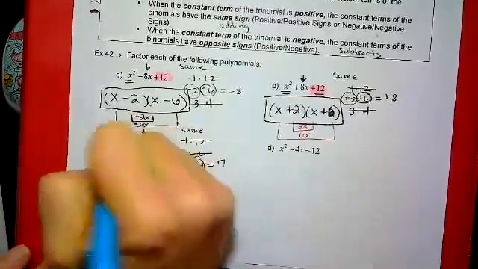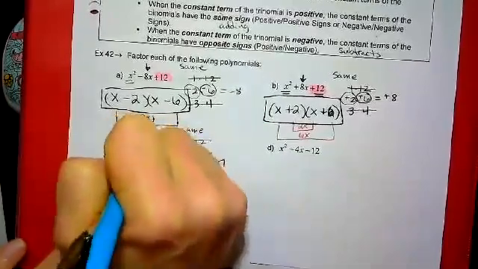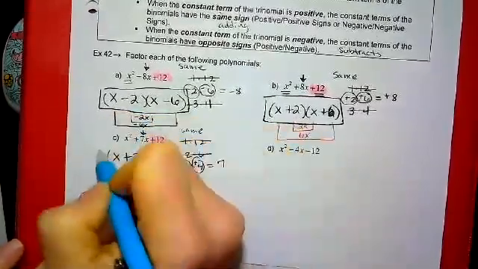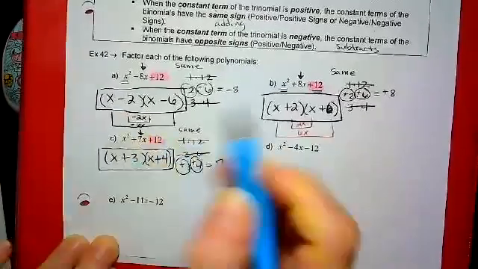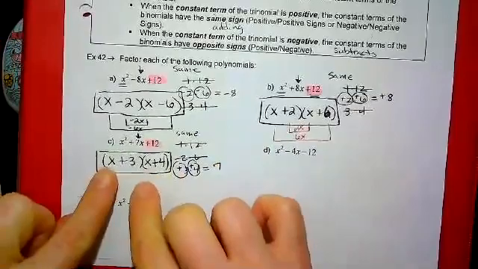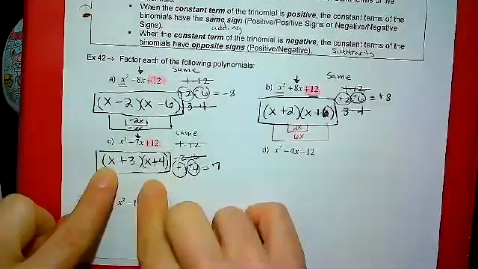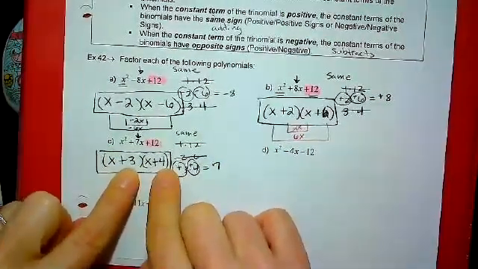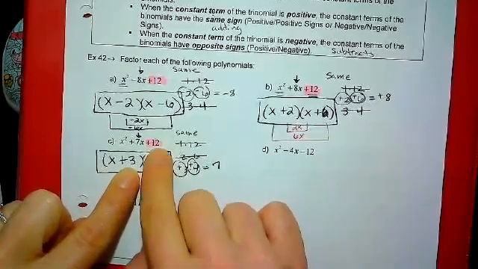So I split my x's apart, x and x, and I'm going to plug in +3 and +4. And so that would be the factoring of that trinomial. Again, it's the opposite of FOIL. Let's go back and check. Did my first times my first make x squared? It did. My last times my last, a +3 times a +4 is a +12.